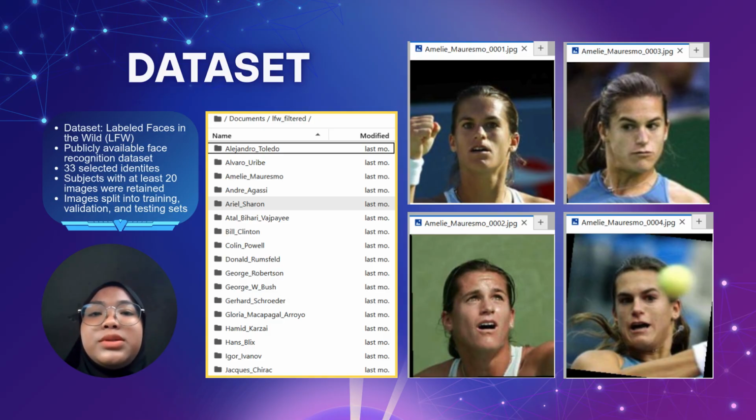Next, I will explain about the dataset. This project used the Labeled Faces in the Wild (LFW) dataset. LFW is a publicly available face recognition dataset containing images of different individuals collected under various real-world conditions. For this project, 33 identities were selected. Only subjects with at least 20 images were retained to ensure sufficient training data. The dataset was divided into training, validation, and testing sets for model development and evaluation.